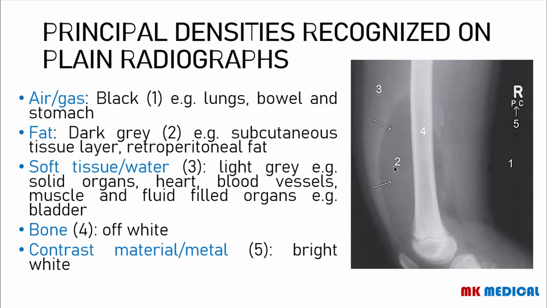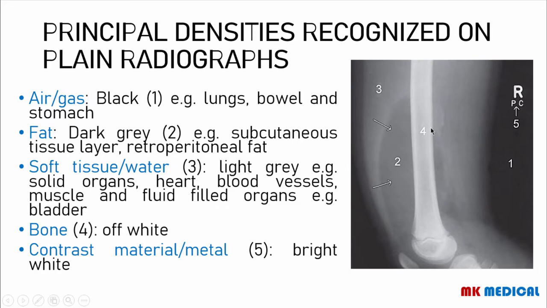So solid organs, the heart, they're going to attenuate a lot of X-rays rather, so they won't allow a lot of X-rays to pass through. So the heart, solid organs, the blood vessels, the muscles, the fluid-filled organs, like the bladder, are going to be attenuating a lot of X-rays, so they're going to be appearing this light gray, which is depicted by number three over here. Then the bone is very dense, so it won't be allowing a lot of X-rays to pass through, so it's going to be giving you an off-white kind of color, as you can see here. Number four here is depicting the bone, which is giving you an off-white kind of color. Then, of course, contrast metals are going to be bright white. So this contrast metal here, which is shown here as 5, bright white, much brighter than the bone.